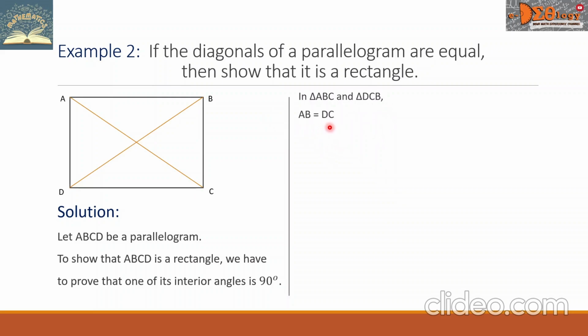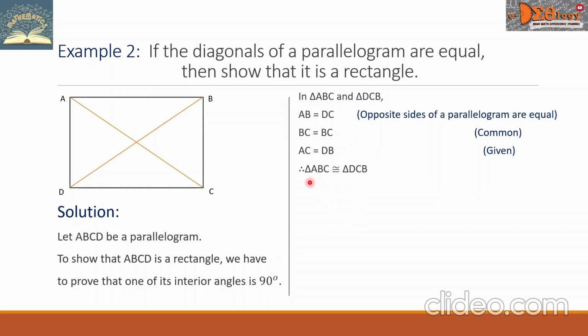AB equals DC. We say that opposite sides of a parallelogram are equal. Then BC equals BC. That means the side BC is common to the two triangles. Then AC equals DB. And this is given in the problem. Now we conclude that triangle ABC is congruent to triangle DCB by the SSS congruence rule.